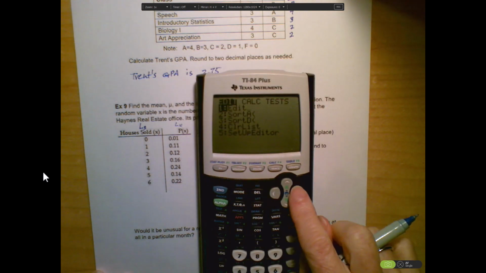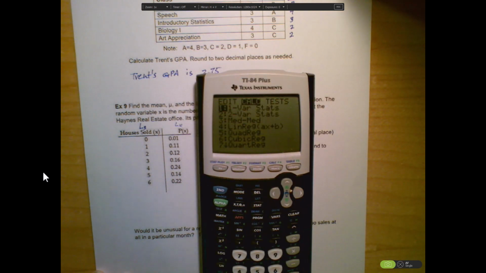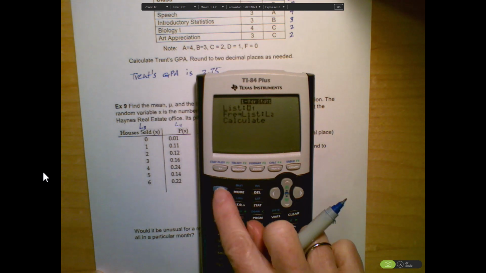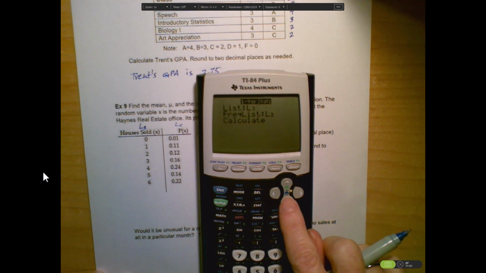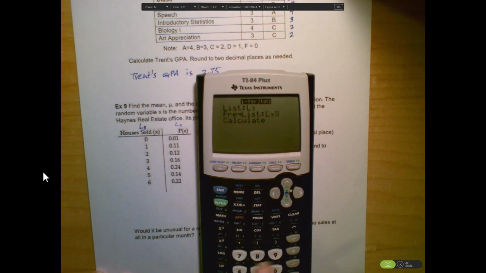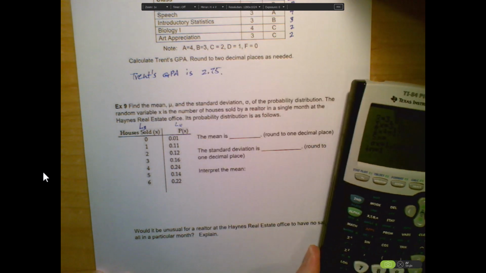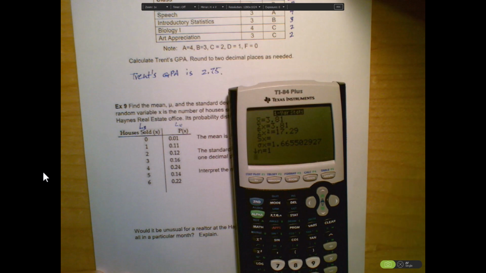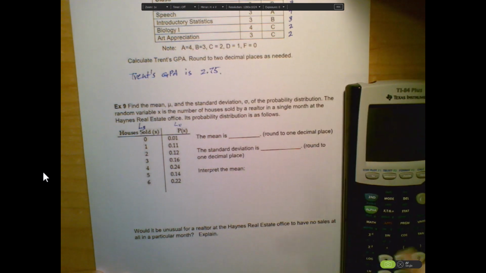Stat calc, 1-var stats. So I have list 3 and list 4 this time. Second 3, arrow down, second 4, arrow down, and calculate. So it says the mean, round to 1 decimal place, x bar is 3.81. So the mean is 3.8.